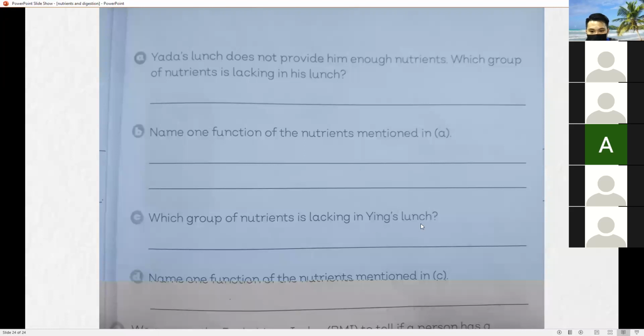Okay, which group of nutrients is lacking in Ying's lunch? Proteins and fats. Okay, what is the function? Name me one. Protein helps in muscle growth and fat keeps the body warm. Very good.